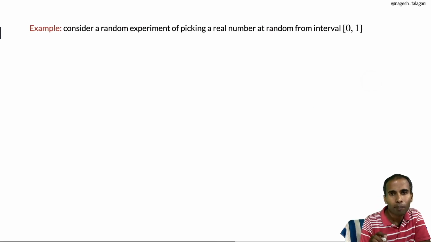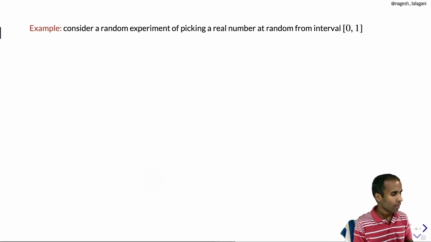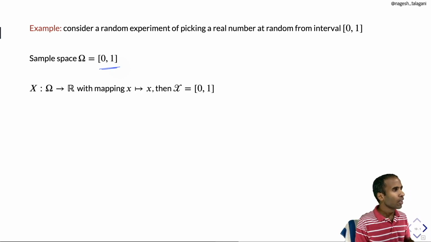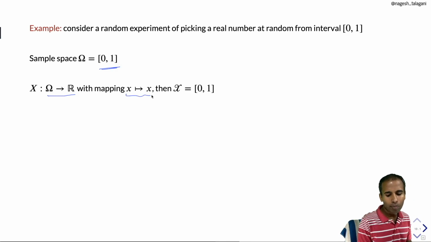In the last example, we looked at a discrete random variable. Now let's look at a continuous random variable. Consider a random experiment of picking a real number from the closed interval [0, 1]. Then the sample space Omega will again be the closed interval [0, 1]. This time outcomes are real numbers, so let's quantify them as they are. Our random variable X is going to be a function from Omega to R with the mapping x maps to x only. So the range of the random variable X is going to be again the closed interval [0, 1].